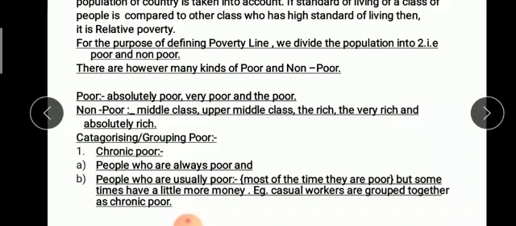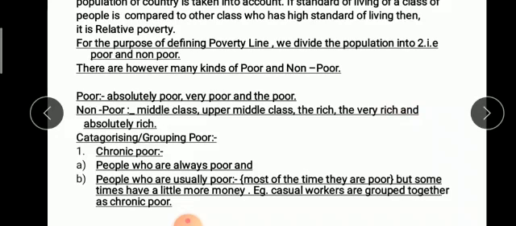Then categorizing or grouping the poor again. We have seen absolutely poor, very poor, and poor. Now we will group them. Grouping the poor, the first is chronic poor. Chronic poor means very poor. In that there is again a subdivision.